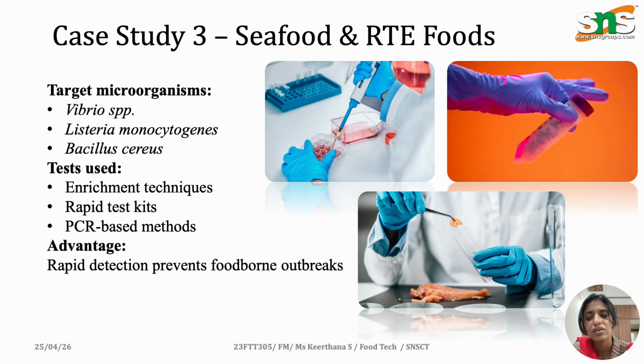Then we have the case study with respect to seafood as well as ready to eat foods. For seafood and ready to eat foods, the target microorganisms are going to be Vibrio, Listeria, and Bacillus cereus. Testing methods: enrichment techniques, rapid test kits, PCR methods. So the advantage is quick detection, which helps foodborne outbreak prevention.